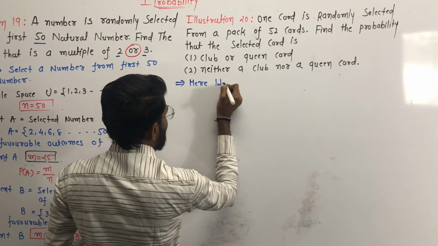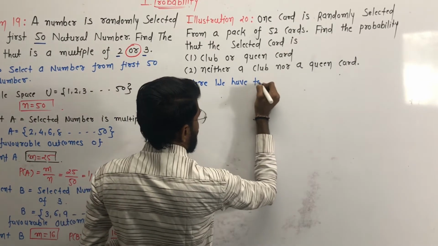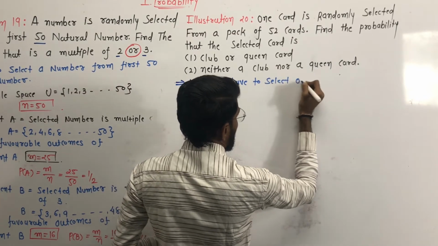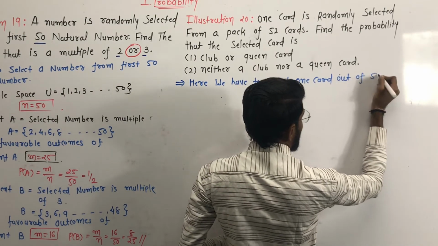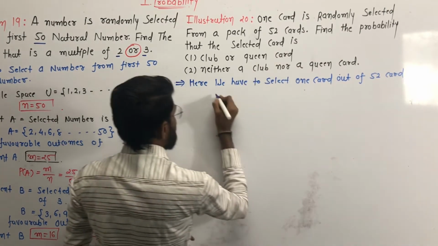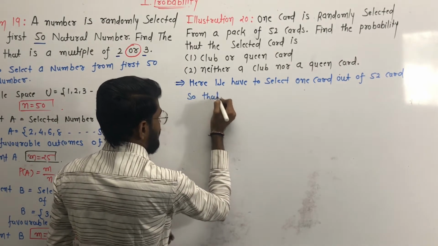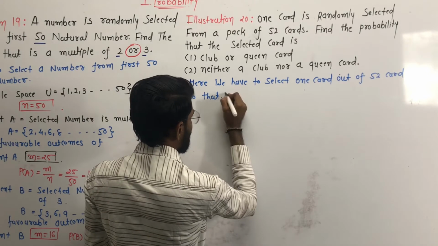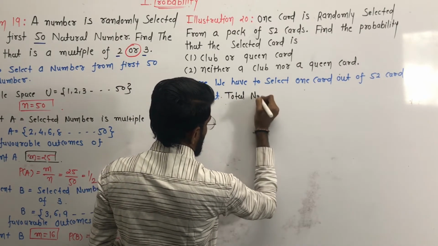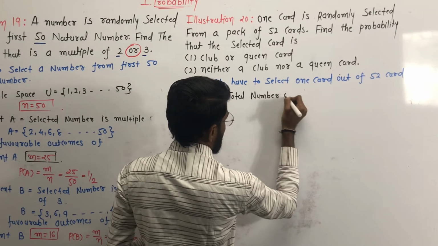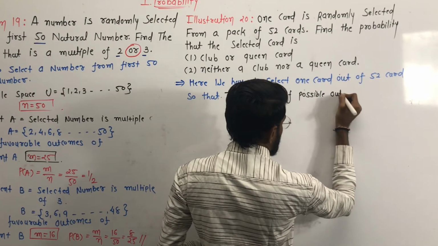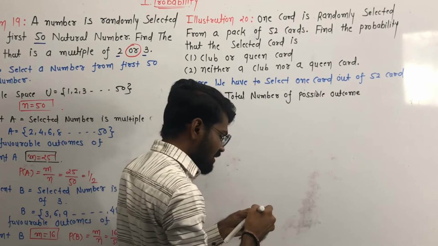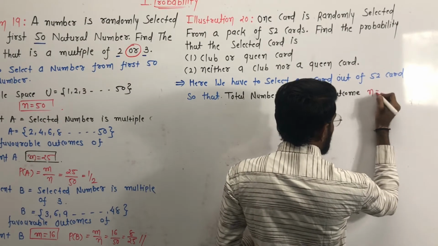Okay, here we have to select one card out of 52 cards. So the total number of possible outcomes is denoted by n. Yes, n is equal to 52.